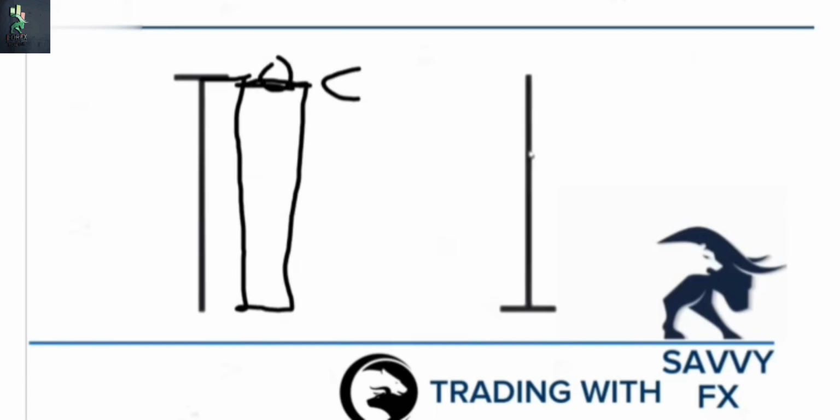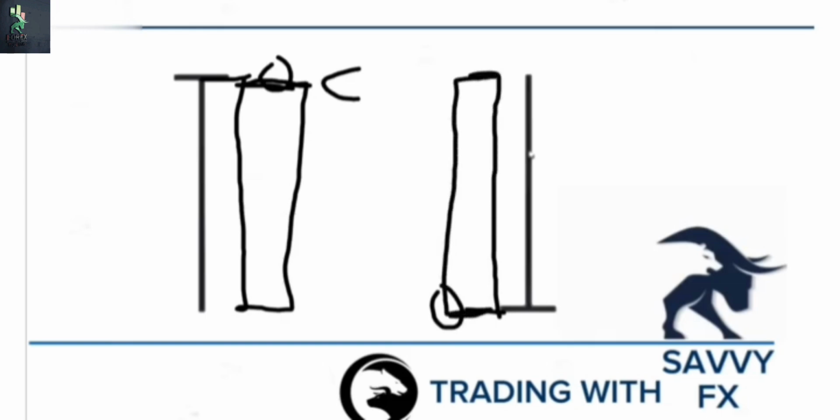On the other hand, in the opposite situation, buyers pushed the price higher and sellers came in and pushed the price lower, closing at the same level as the open. This is a rejection of higher prices.